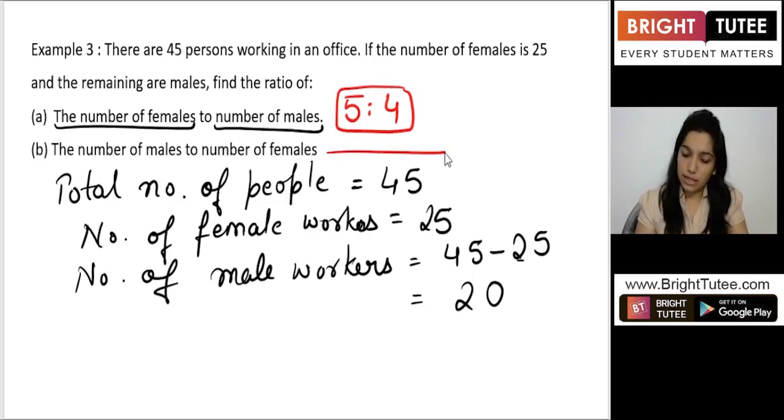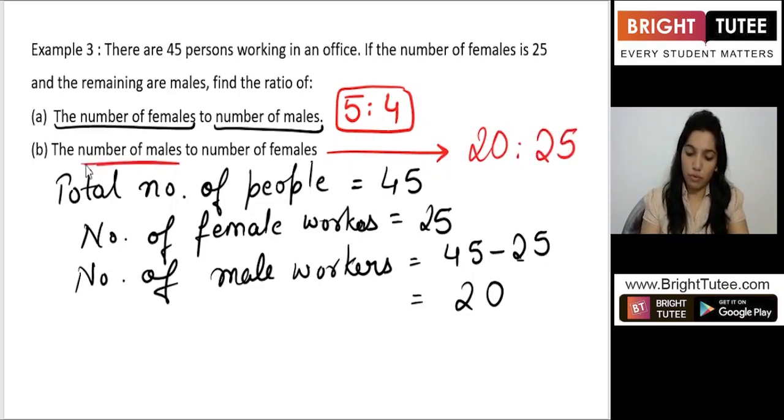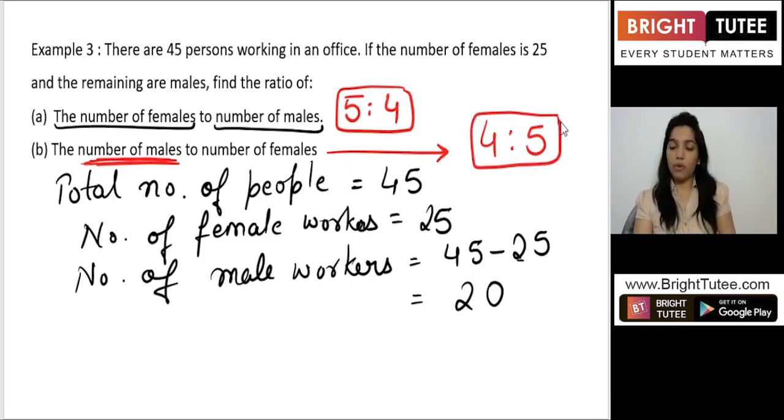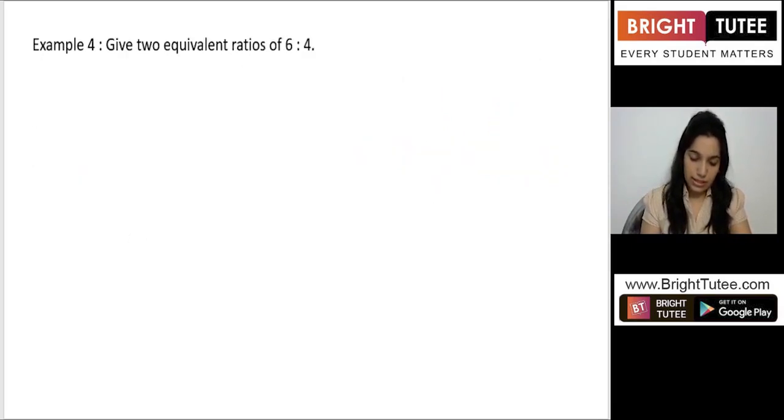Now let us do the second part of this, that is the number of males to the number of females. So the number of males is 20 and the number of females is 25. Now the ratio comes out to be 20:25. Okay, we need to be careful what number needs to be written first. So again 20:25 can be simplified, and the final answer is 4:5. I hope this is clear, and I hope you are confident to work out such kind of questions of ratio. Let us discuss the next example.